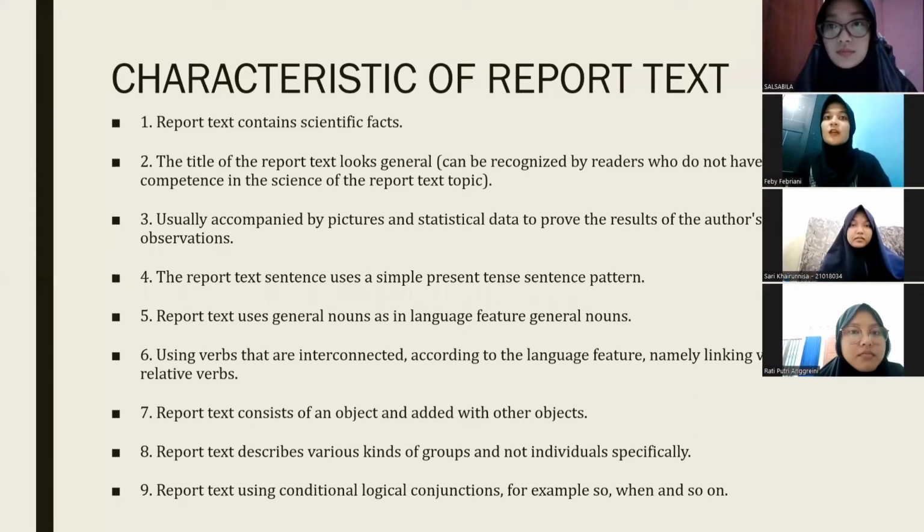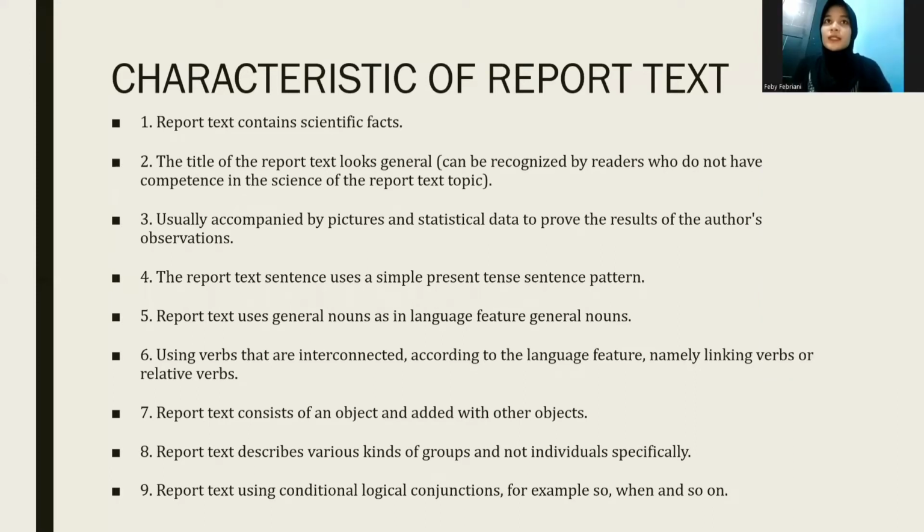Thank you, moderator. So, after we know what the report text is, we should know the characteristics of report text. They are, first, report text contains scientific facts. Second, the title of the report text looks general or can be recognized by readers who do not have competence in the science of the report text topic. The third is usually accompanied by pictures and statistical data to prove the result of the author's observation. Fourth, the report text uses a simple present tense sentence pattern.